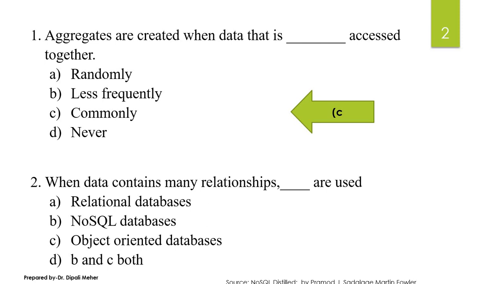Next question is, when data contains many relationships, dash are used. Options are A. Relational databases, B. NoSQL databases, C. Object-oriented databases, D. B and C both. Correct option is option A. Relational databases. When data contains many relationships, relational databases are used.